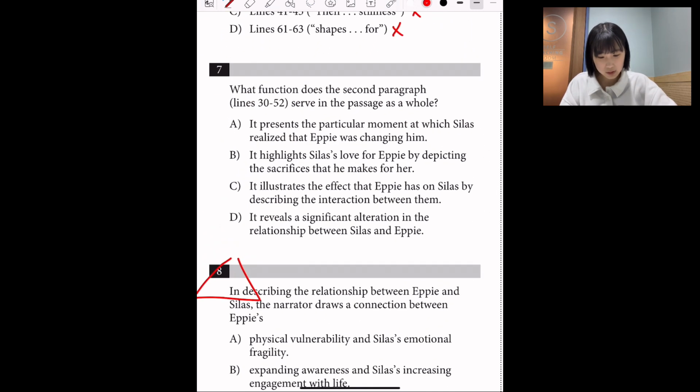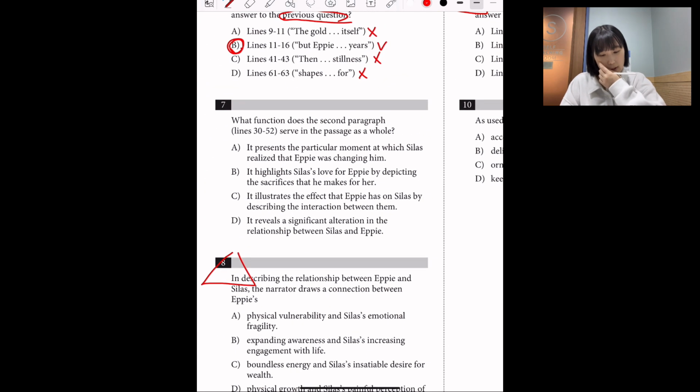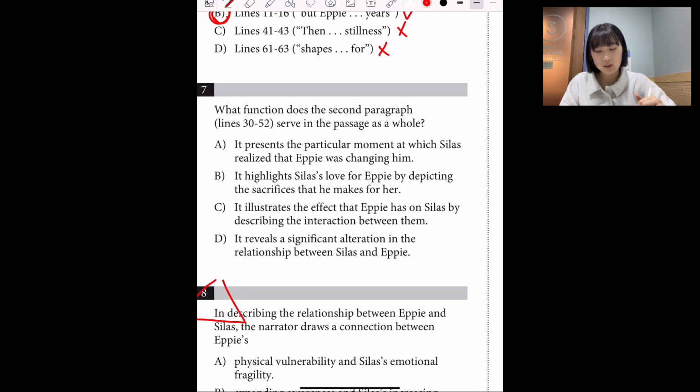So this scene, does it represent the particular moment at which Silas realized that Epi was changing him? I'm not really sure about that because it's not exactly the moment that Silas realized it. It's just an interaction, so this is too far-fetched. B, it highlights Silas' love for Epi by depicting the sacrifices that he makes for her. Well, this part I guess makes sense, but the sacrifices I'm not sure. It's just a mutually wholesome interaction between the two. I'm not sure that sacrifices is a sufficient word here.